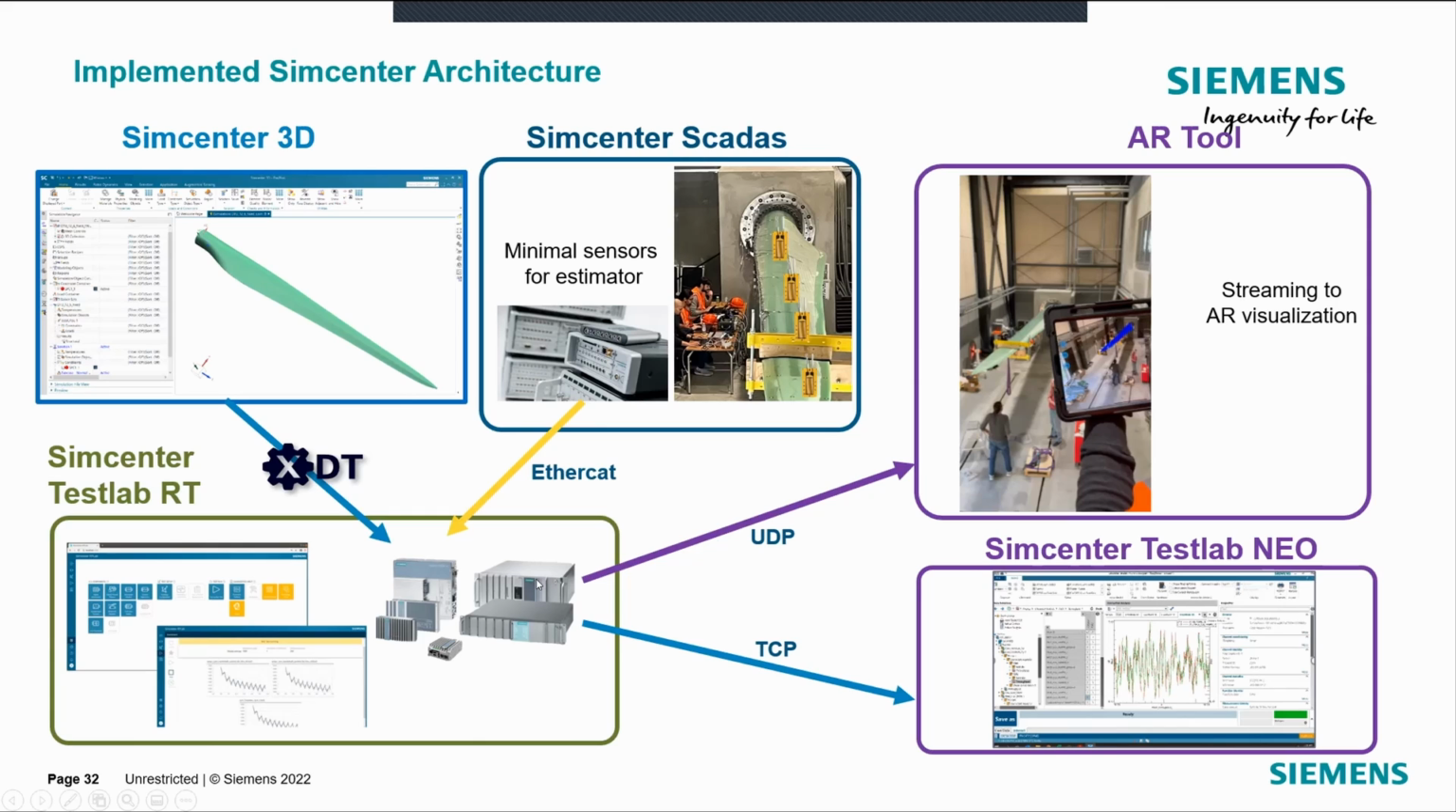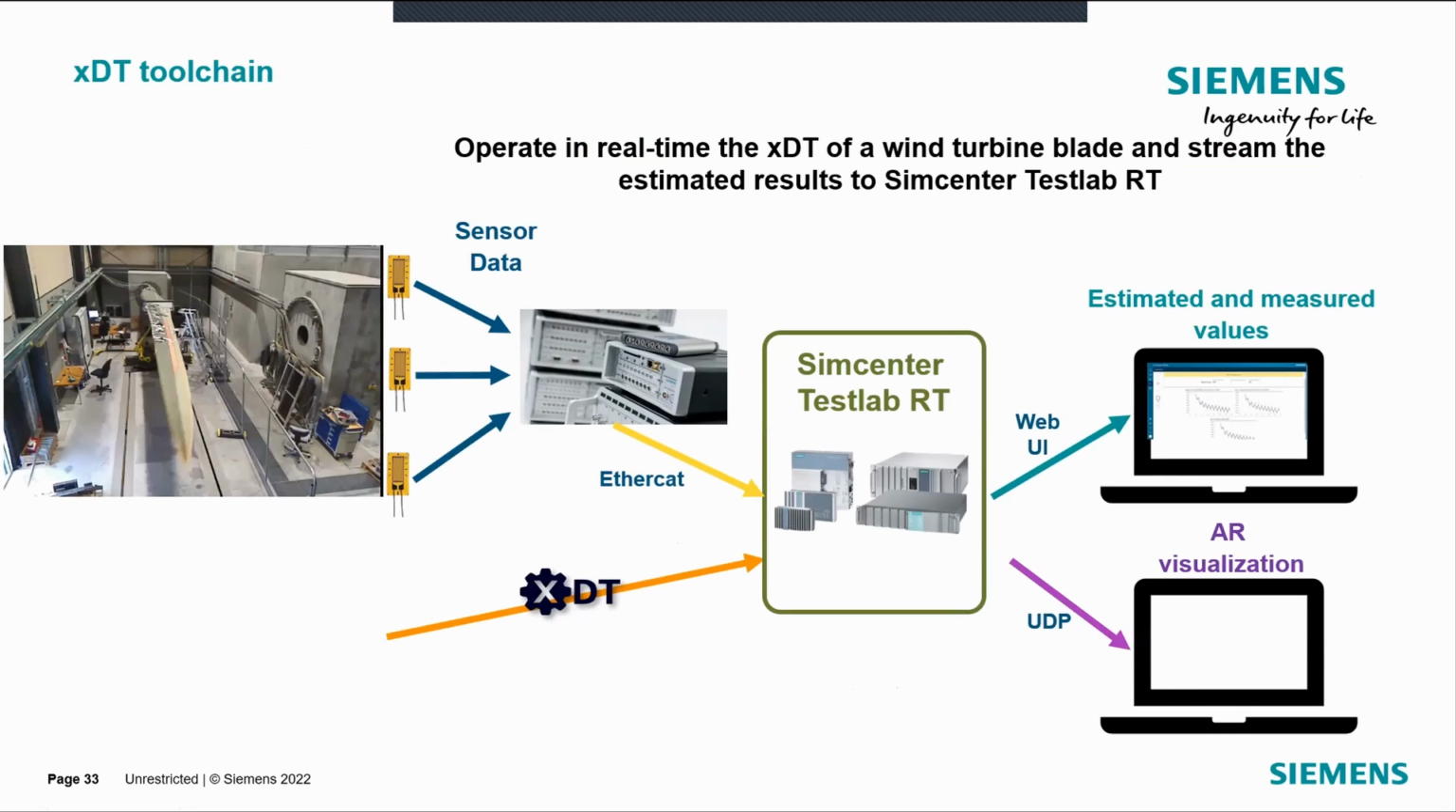Measurements are coming with the classical SCADAs. You see these big pictures of strain gauges on the blade. And then the two things are combined together. And then we have the augmented reality visualization. This should have been a movie where you see the blade moving in the tablet. At the same time, we also get some physical data that we can further analyze in our Testlab Neo platform. And I think in the next slide, again, a movie is missing, sorry for that.